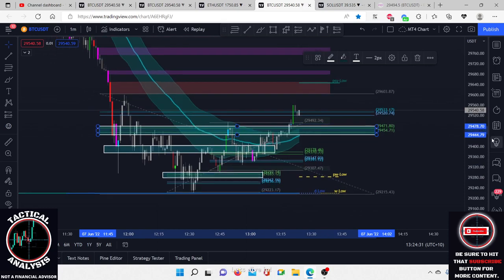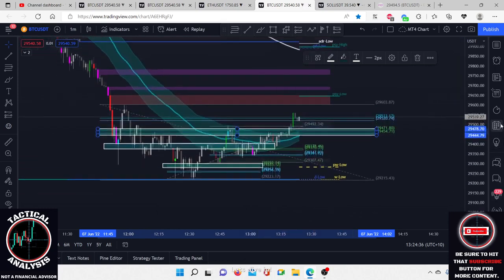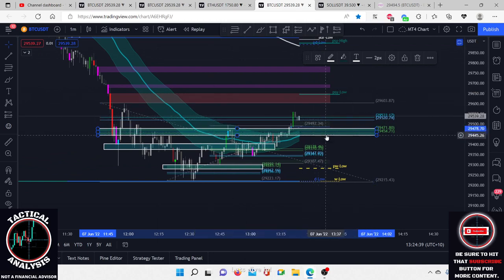Now we have the 50 EMA on the 1 minute. We got the 50. Where is my... oh, it's all the way up there, the 200. We got the 50 lined up with a retest of the previous resistance as well as the tactical zone and the green candle recovery.